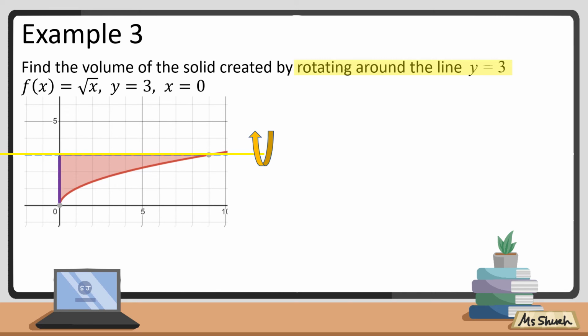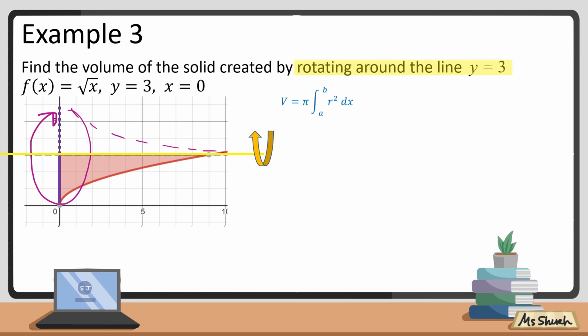Okay, so again, let's see. What is our radius now? So this is our radius here. It goes from the axis of rotation, and it goes the other way. So this is how we rotate it. Let's sketch the reflection. And now we have the sketch of the solid.